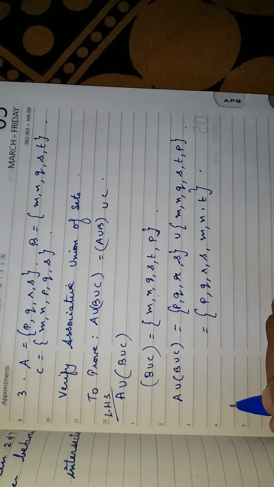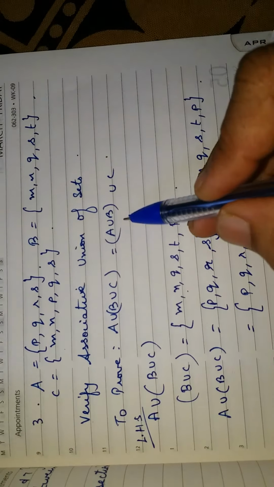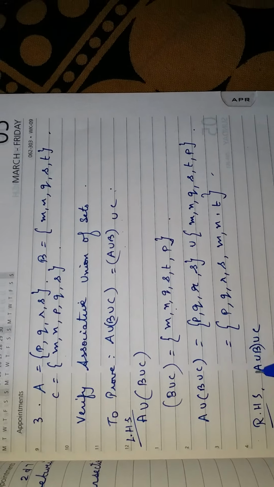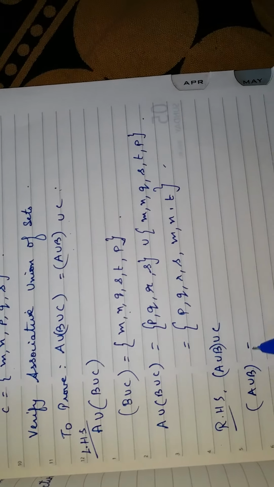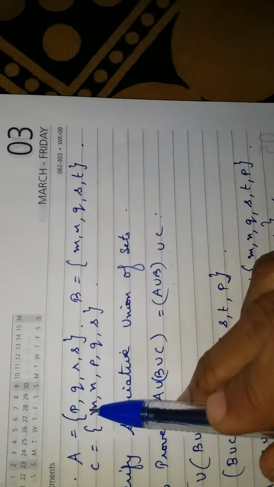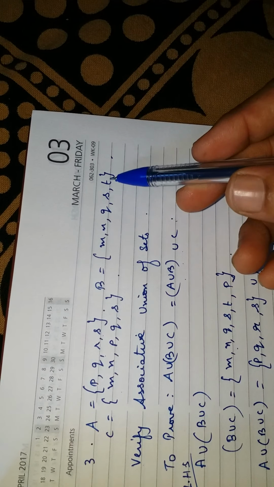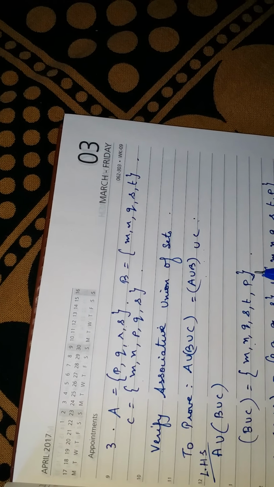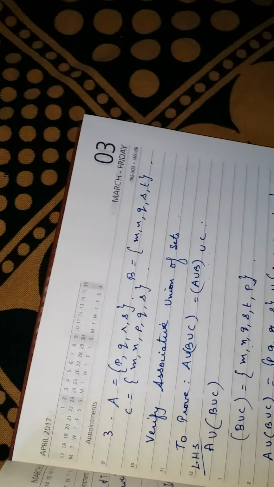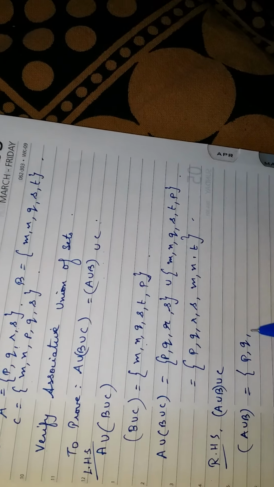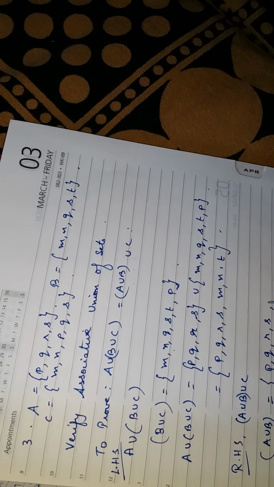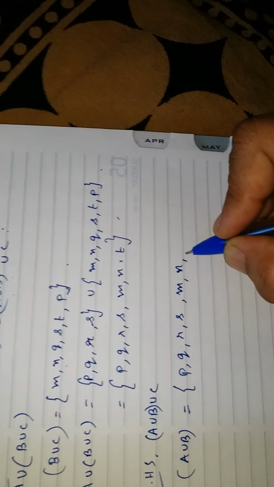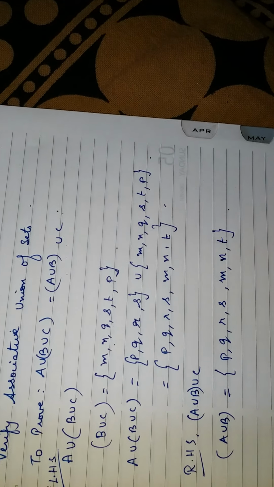Next you come to the right hand side. The right hand side is (A union B) union C. So first find what A union B is. It is equal to the elements of A and B. What are the elements of A and B? P, Q, R, S, M, N, Q, S, T. Okay, so it is P, Q, R, S, M, N, Q is already there, S also you have, T alone you do not have, so you can write it.